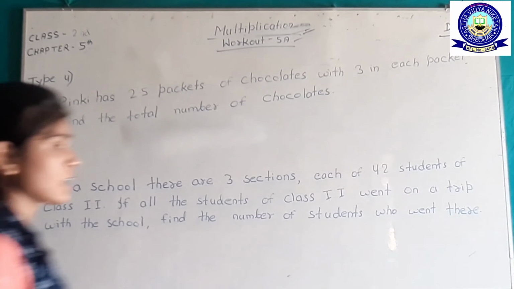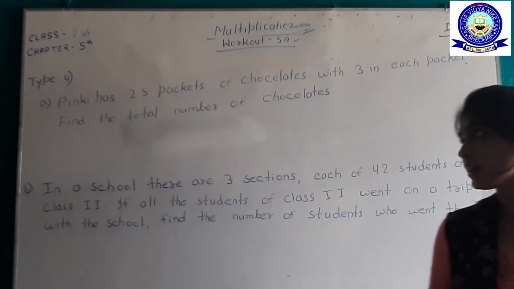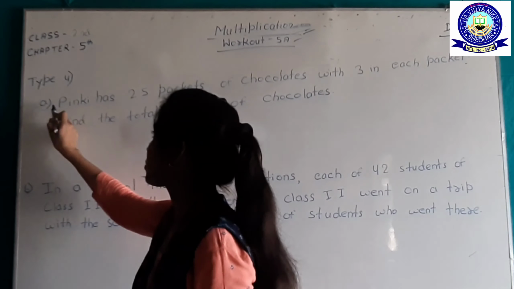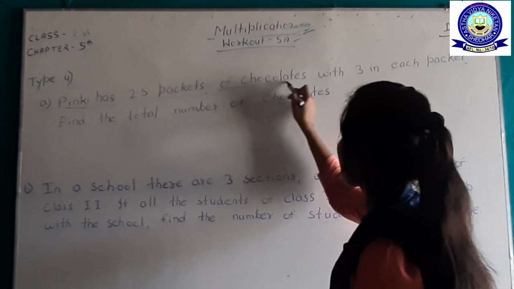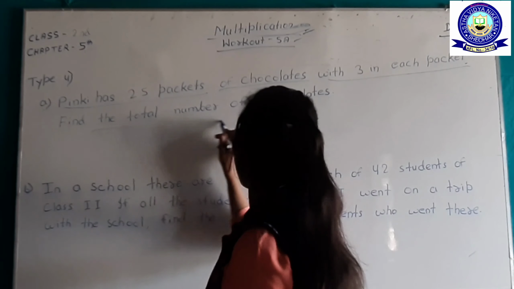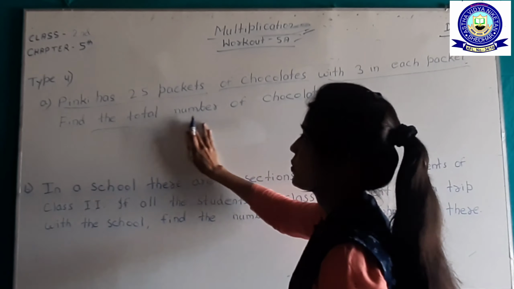And these are the last type of questions in your exercise 5th A. Here are some brainstorming questions. First question, Pinky has 25 packets of chocolates with 3 in each packet. Find the total number of chocolates. You have to find out the total number of chocolates.